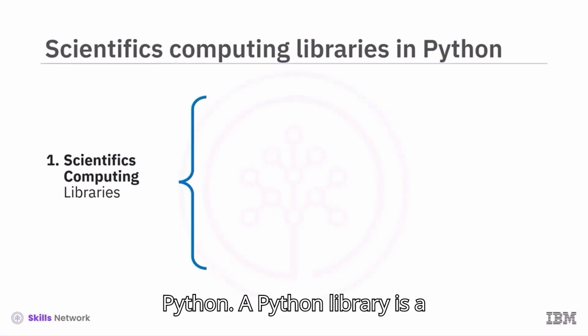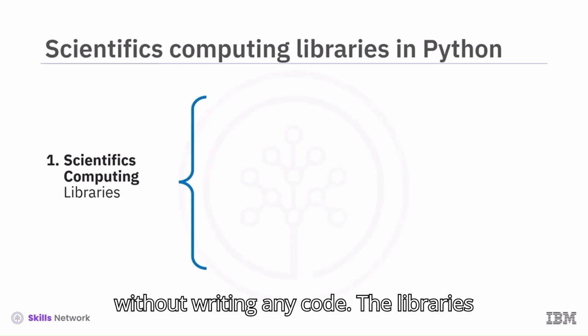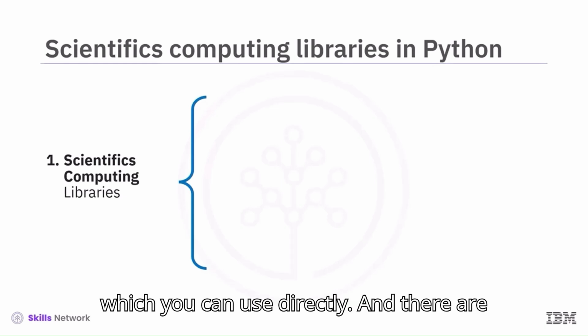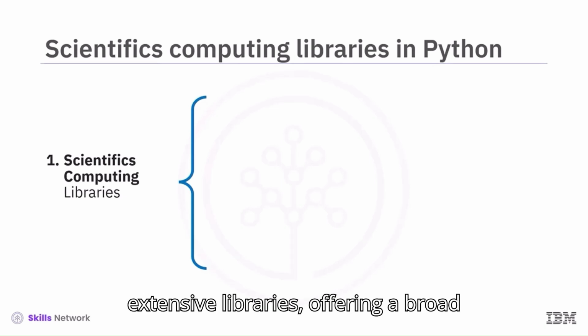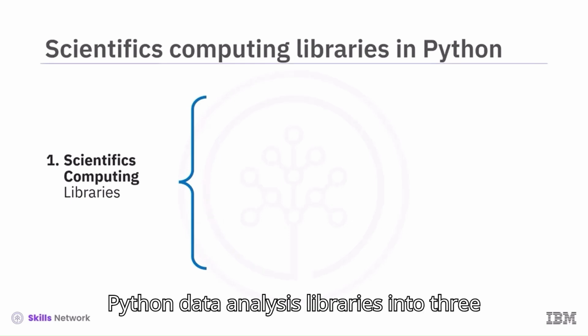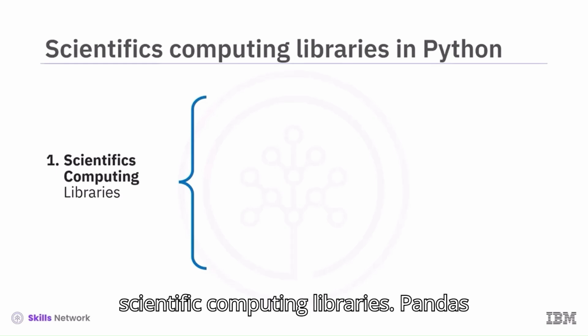A Python library is a collection of functions and methods that allow you to perform lots of actions without writing any code. The libraries usually contain built-in modules providing different functionalities which you can use directly. And there are extensive libraries offering a broad range of facilities. We have divided the Python data analysis libraries into 3 groups. The first group is called Scientific Computing Libraries.